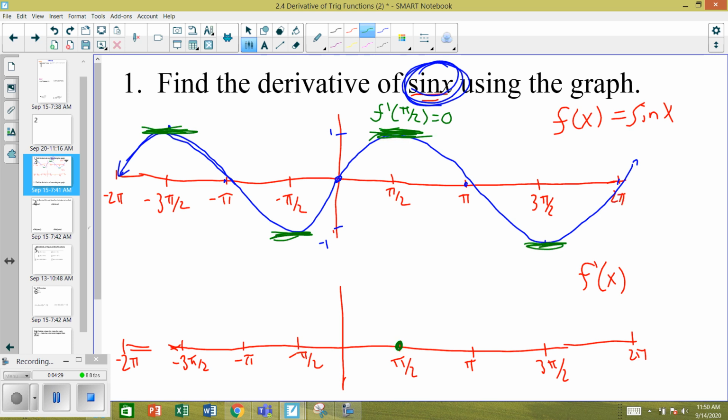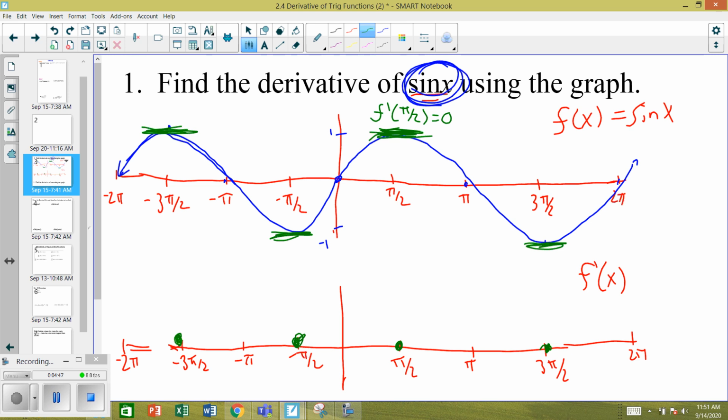And it's the same thing over here: f prime of 3 pi over 2 is 0. f prime of negative pi over 2 is 0, and f prime of negative 3 pi over 2 is 0. I know those derivatives are that case. Okay.